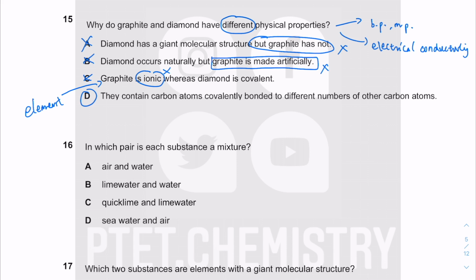They contain carbon atoms covalently bonded to different numbers of other carbon atoms: 3 for graphite, 4 for diamond. This is the reason why graphite can conduct electricity, because you have 1 free electron on each carbon in the layered structure. This is why diamond cannot conduct electricity, because all 4 valence electrons are used for covalent bonding. So there are no free electrons for conduction of electricity at all.